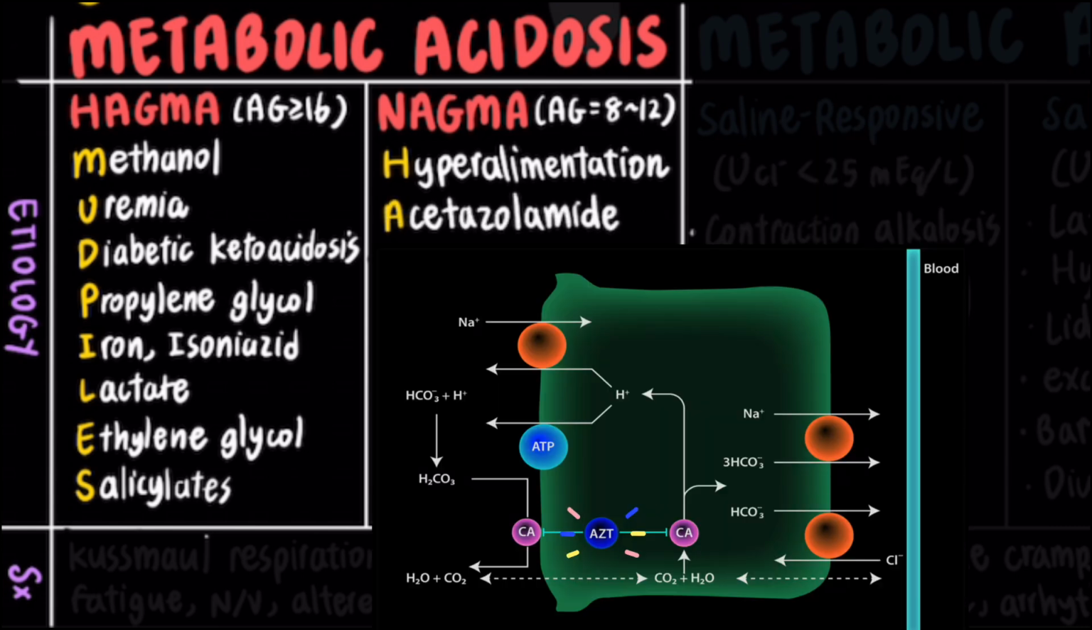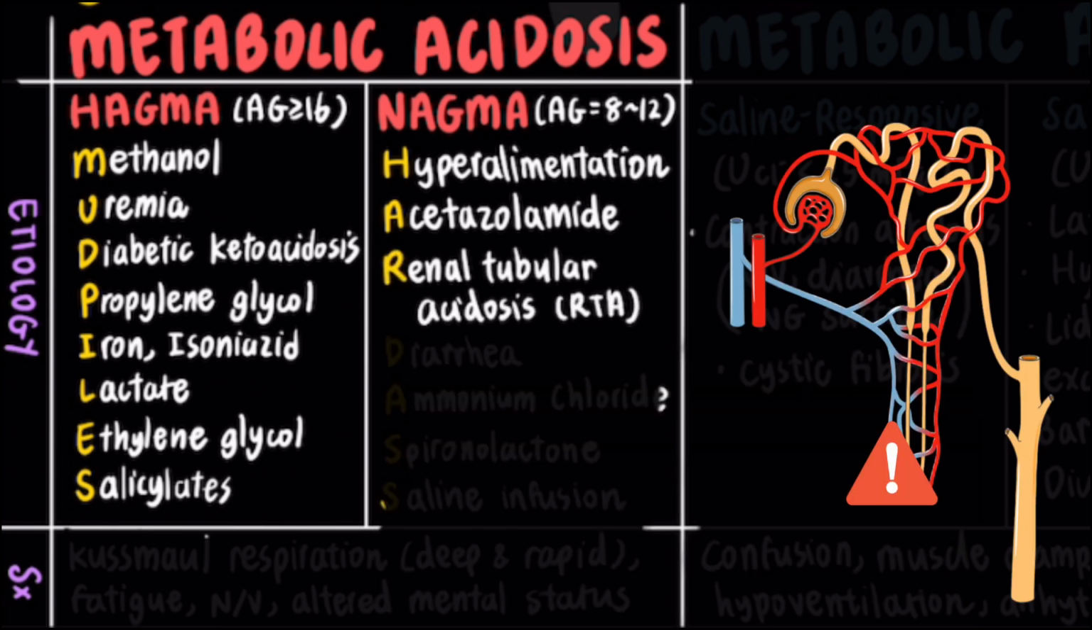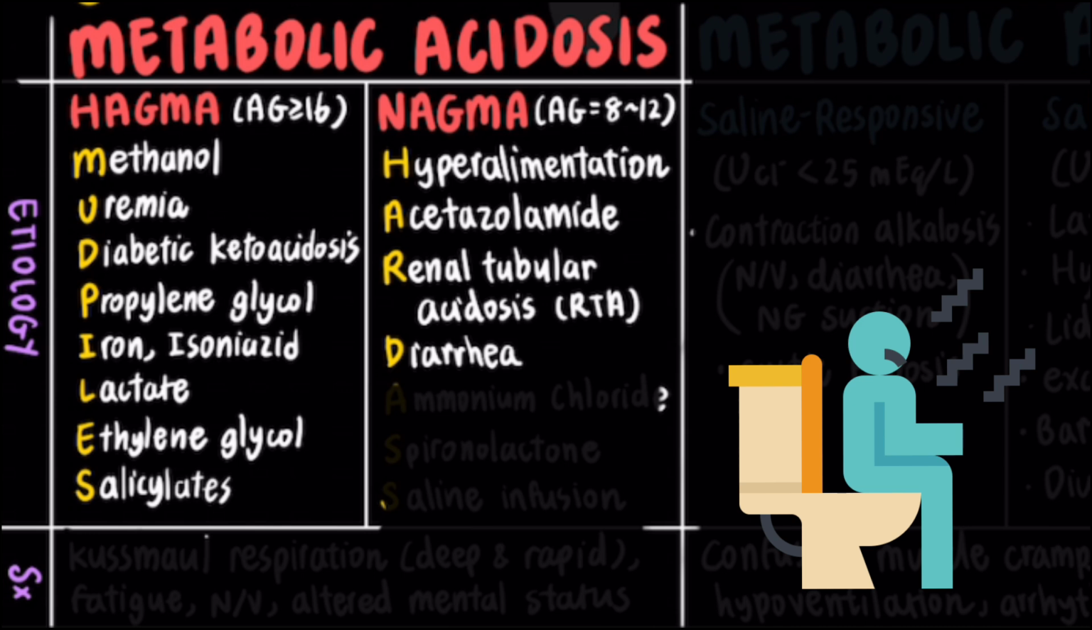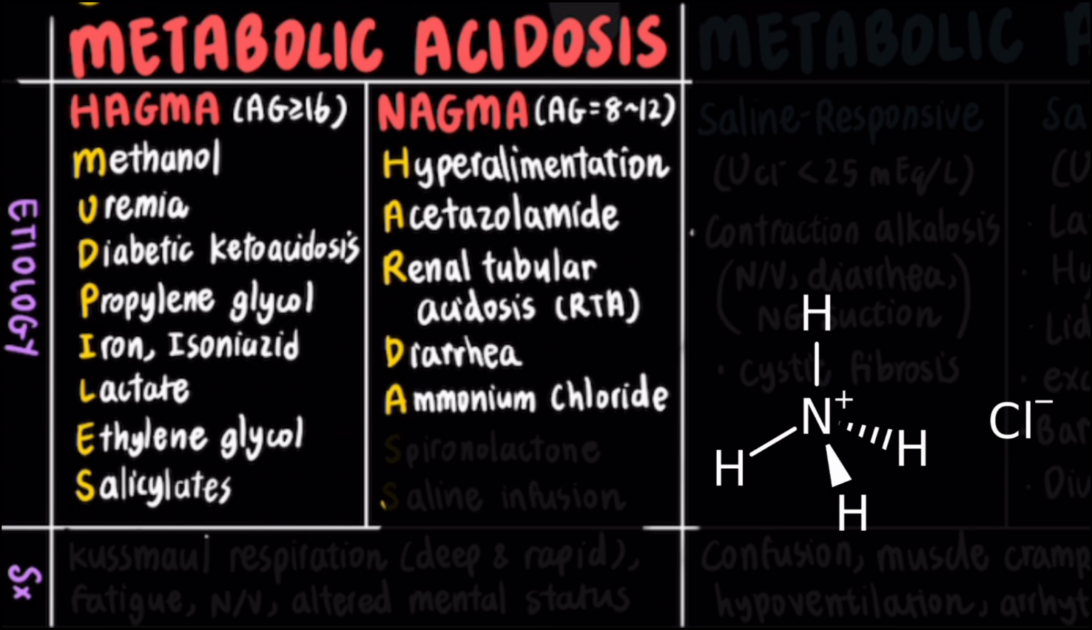A is for acetazolamide, a diuretic that causes the kidneys to lose bicarbonate by blocking carbonic anhydrase. R is for renal tubular acidosis, where the kidneys fail to reabsorb bicarbonate or excrete acid properly. D is for diarrhea, which causes direct loss of bicarbonate from the lower GI tract. A is for ammonium chloride, a substance that adds hydrogen ions to the blood and lowers pH.